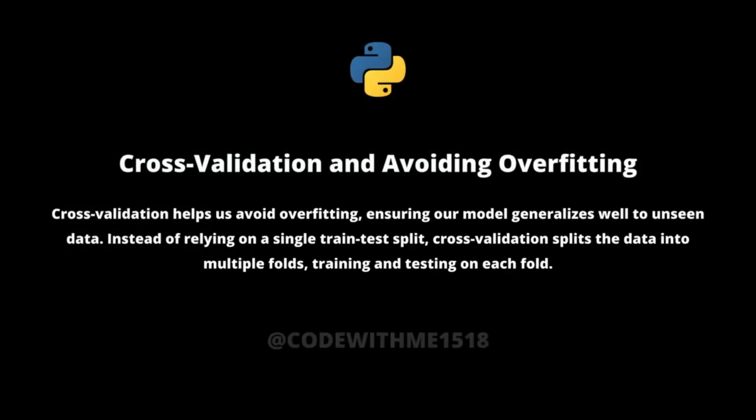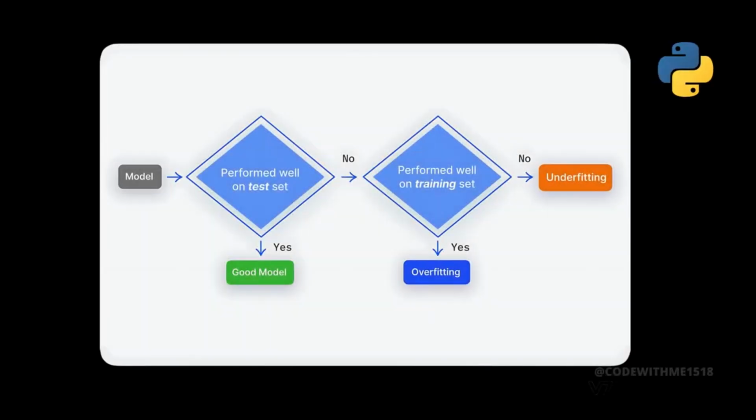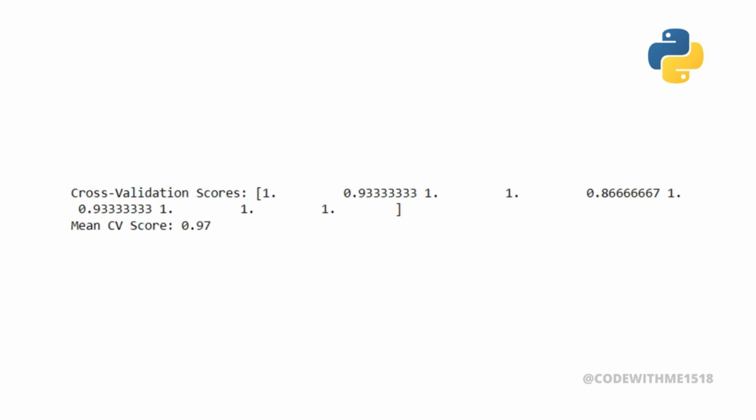Cross-validation helps us avoid overfitting, ensuring our model generalizes well to unseen data. Instead of relying on a single train test split, cross-validation splits the data into multiple folds, training and testing on each fold. With cross-validation, we can see how well our model performs across different data subsets, giving us a better estimate of its true performance.